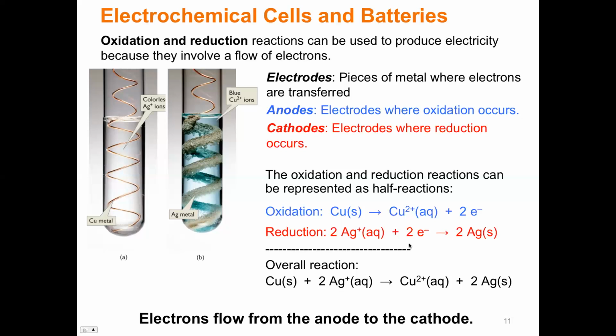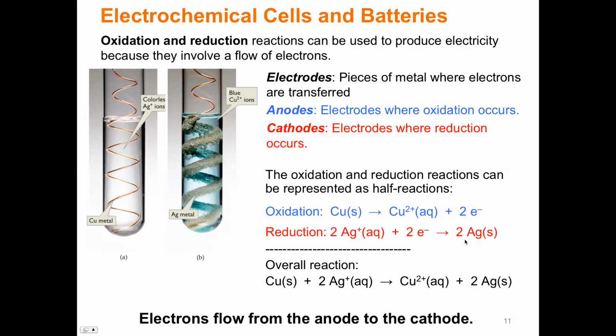So here you can see that there's a flow of electrons. The electrons are going to move from the anode to the cathode. In this case, we don't have a battery here. It's not really doing any work for us. You've got a straight up redox reaction, and you can see that there's a flow of electrons. All right, so they're going from the copper to the silver ion, and then making the silver solid.